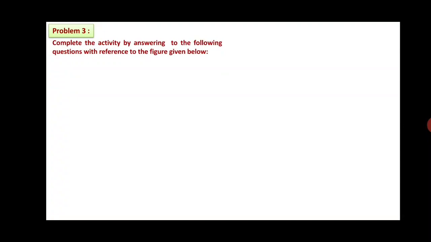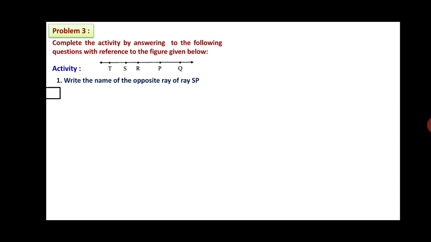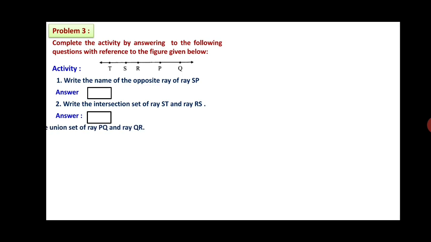Complete the activity by answering the following questions with reference to the figure given below. This is the figure. A number line is shown wherein some points are given. Question 1: write the name of the opposite ray of ray SP. You have to write the answer in the box. Question 2: write the intersection set of ray ST and ray RS. The answer in the box. Question 3: write the union set of ray PQ and ray QR. You have to write the answer in the box.